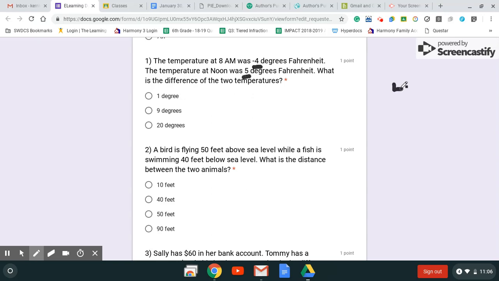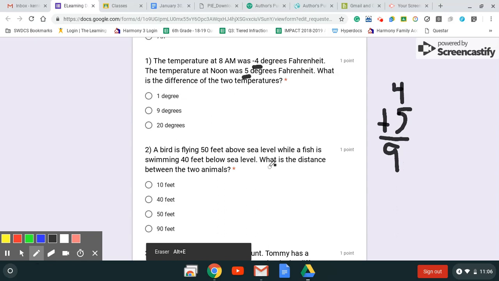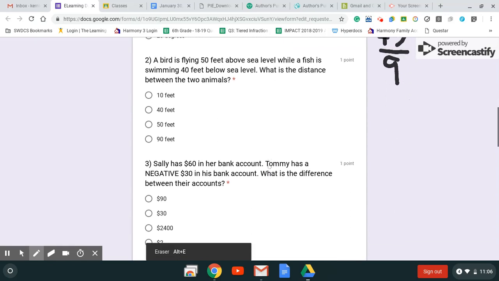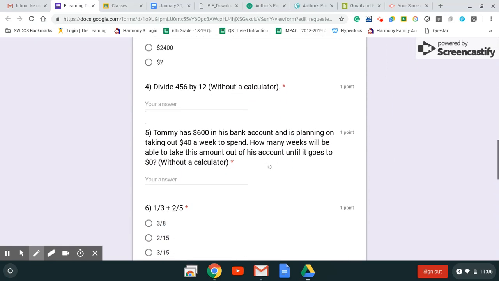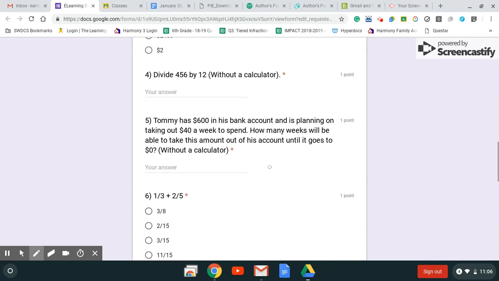So we're going to take 4 plus 5. And 4 plus 5 equals 9. So the difference between the two temperatures is 9 degrees. That's what you're going to do for 1, 2, and 3. Number 4 is just dividing.